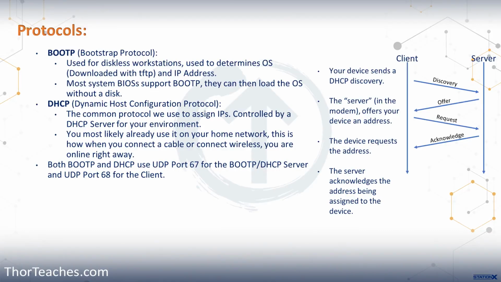Now let's finish this lecture with looking at BootP and DHCP. BootP is really just the Bootstrap protocol, and that's the protocol we use on our diskless workstations to determine this is the OS we need to download. And if you remember back, that is the one we download with TFTP, and the IP we got using reverse ARP. On most systems, the BIOS supports BootP, meaning we can download the operating system without having a disk.